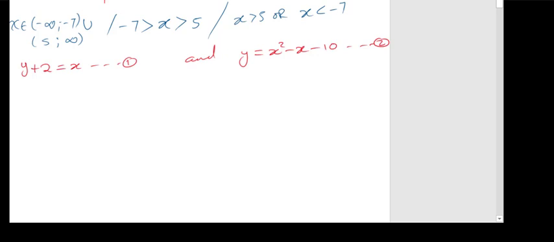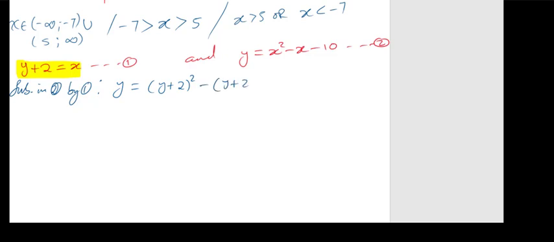Look, the first equation is easier than the second equation because the second has degree 2, which means quadratic, while the first is linear. And in this equation you are told that x is exactly equal to y plus 2. Then in place of x in the second equation I will put this. So I will do a substitution into the second equation using the first equation. Where x equals this, I put that. So y is equal to, in place of x, I put y plus 2 all squared minus y plus 2 minus 10.